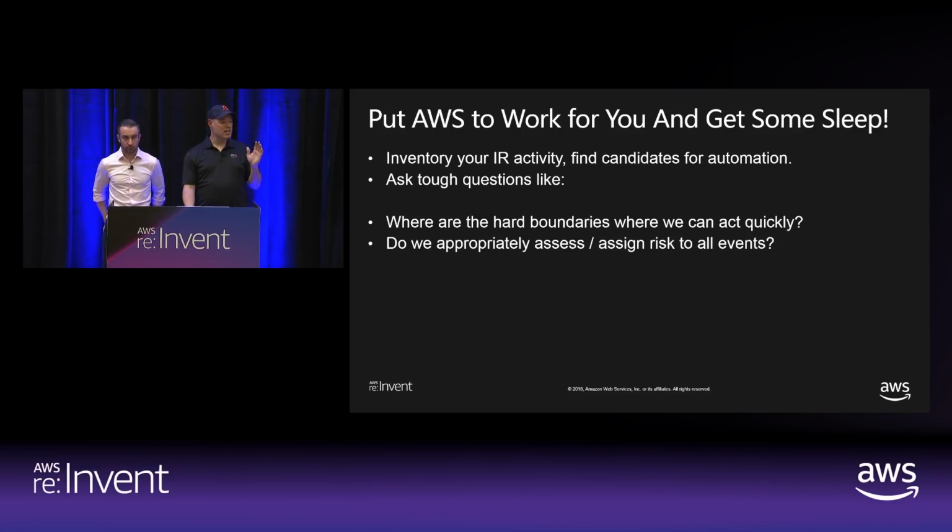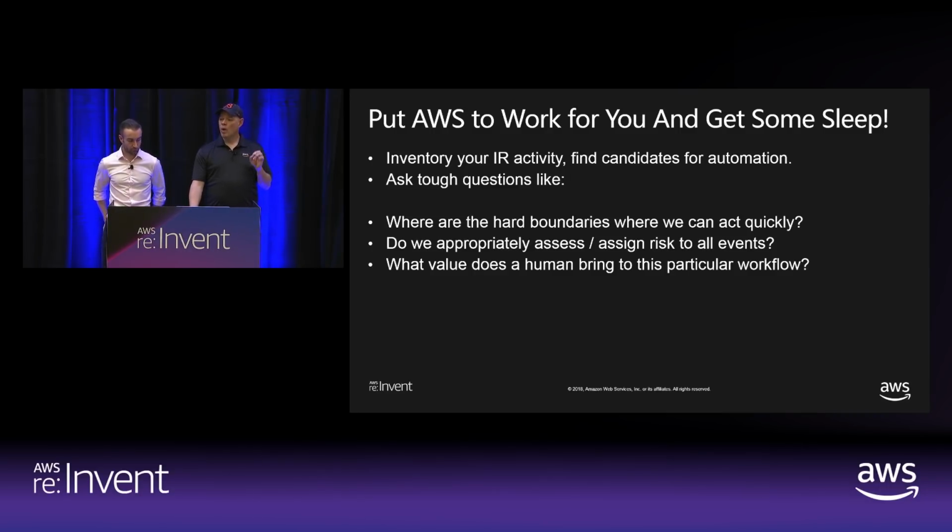Do we appropriately assess and assign risk to all events? When we see events come in and we look at them with a human, are we making the same decisions and the same assessments associated with risk for those same events over and over and over? Could we start classifying those? Could we have playbooks where automation classifies, assesses risk, assigns priority? We have to ask another question. What value does a human bring to this particular workflow?